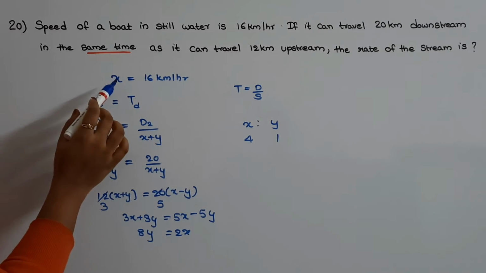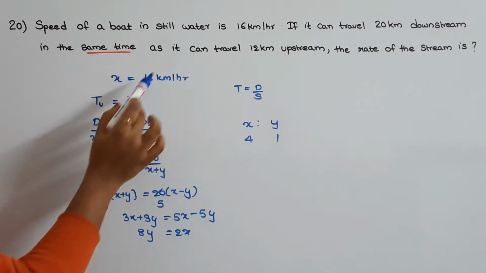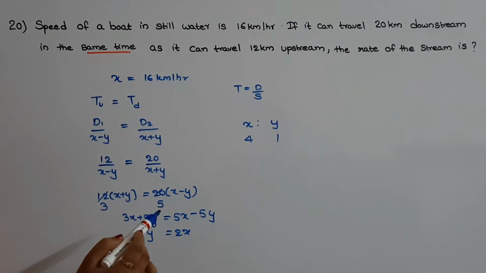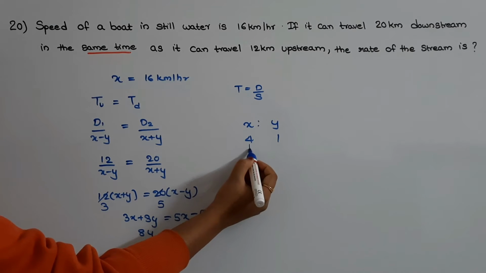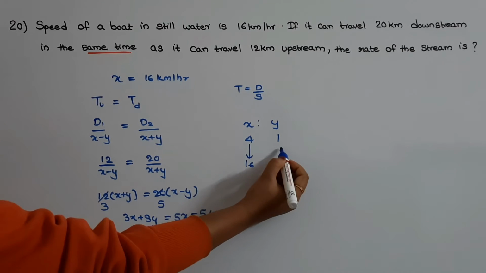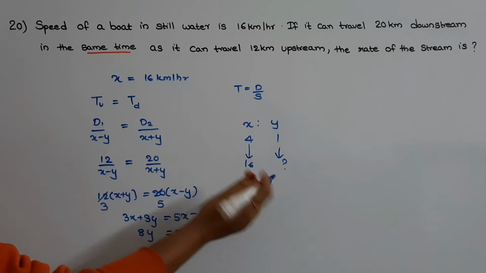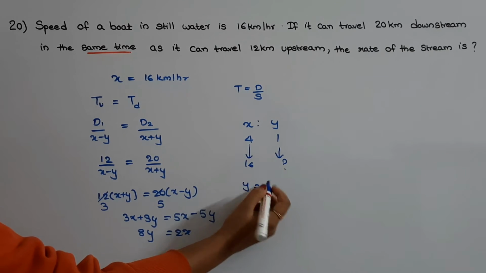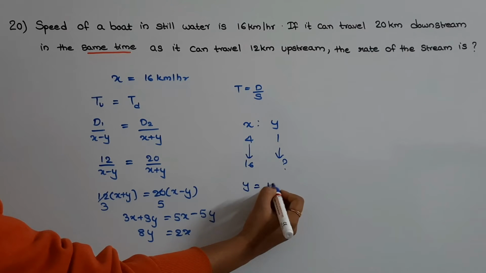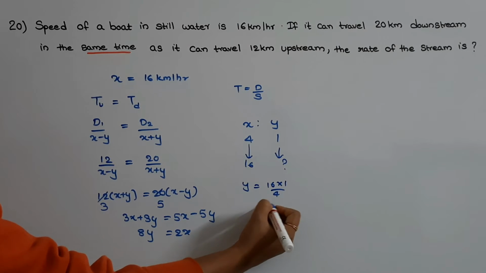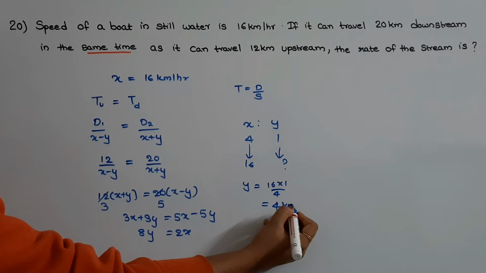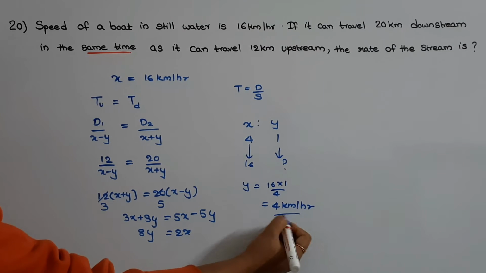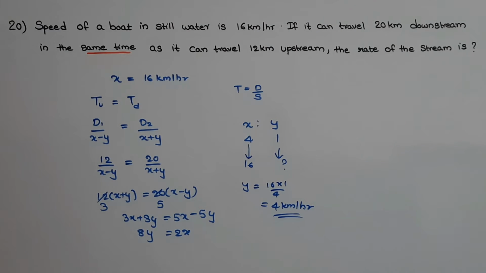Now, in the question, the speed of the boat in still water is given as 16 km per hour, which means if this 4 can be written as 16, how can we write this 1? We will get that by cross multiplying. Hence, y value will be equal to 16 into 1 by 4. That is equal to 4 km per hour. So, this is the speed of the stream.